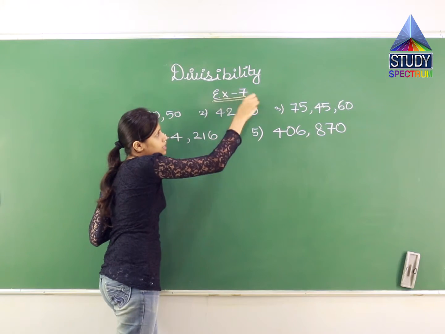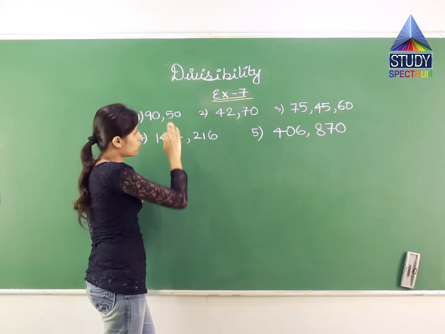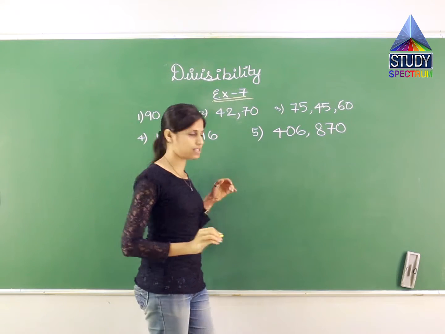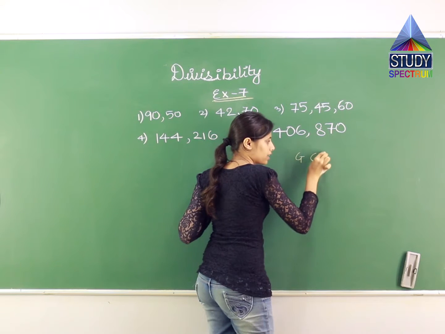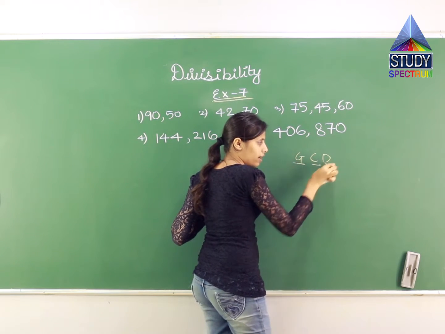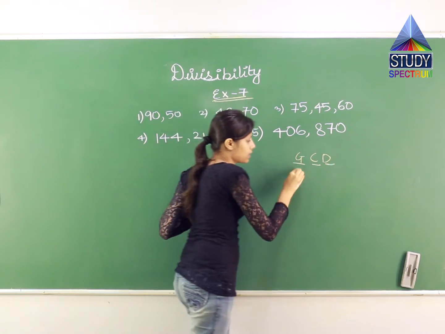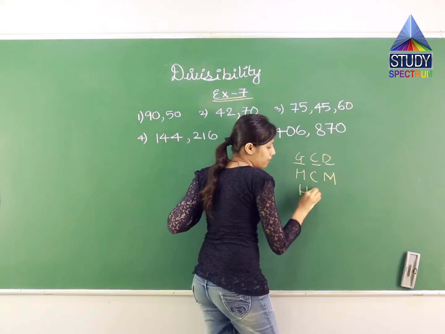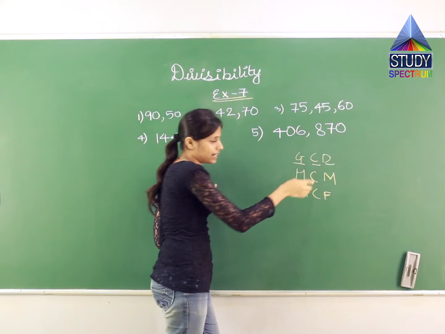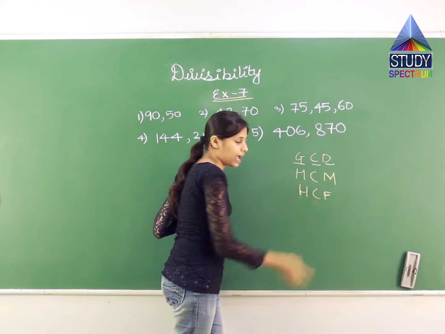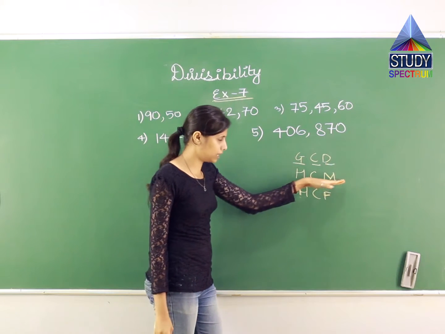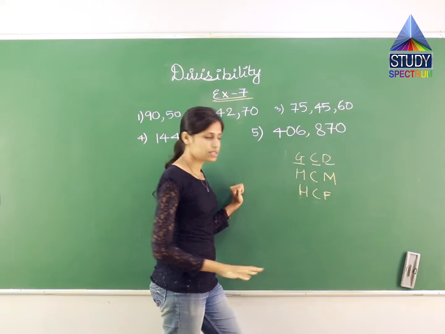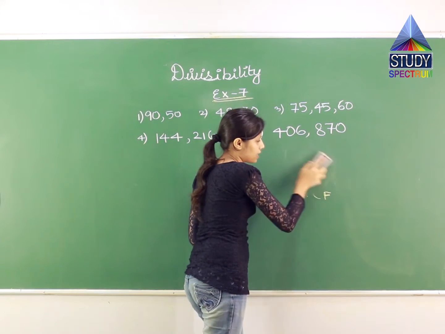Start with the seventh exercise. Same like previous exercise, we have to find GCD over here, that is the greatest common divisor. GCD, greatest common divisor, is also known as highest common multiple or highest common factor, that is HCM or HCF. So these three mean the same. Now let us start with the exercise.